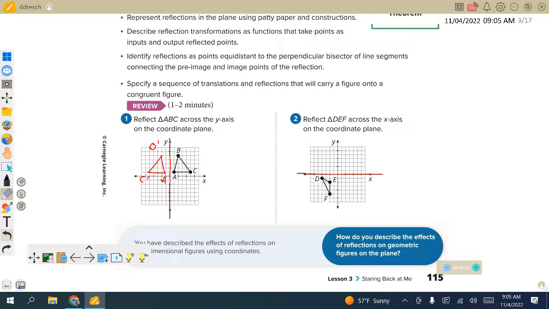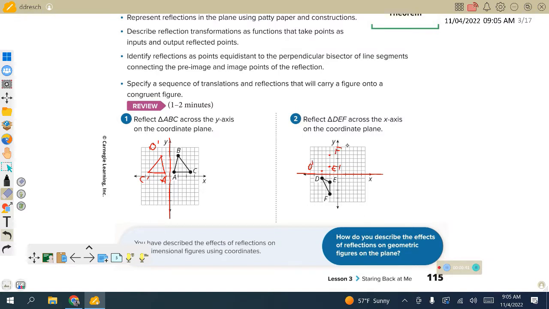All right, D is what? One away. D prime is one away. E is 1, 2, 1, 2. F is 1, 2, 3. What is that? 1, 2, 3. I can't count. 4? Is it 4? 5. Looks like it's 5. 1, 2, 3, 4, 5.